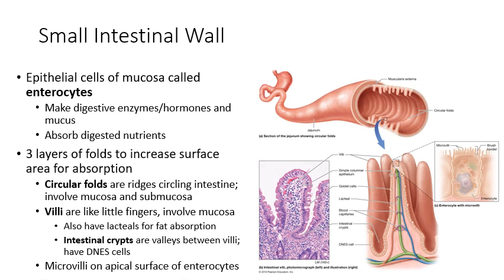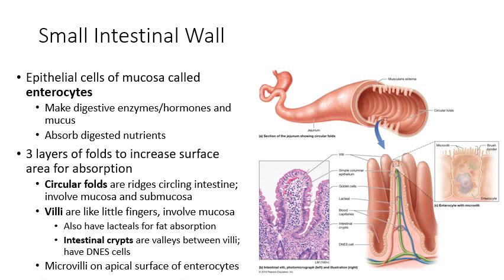So the three structures that you have in the small intestinal wall to increase surface area for absorption are circular folds, which are the biggest, then villi, and then microvilli, which are the smallest. The circular folds are these circular ridges that run around the small intestine. So you'll have the mucosa and the submucosa of the intestinal wall jutting up to form these ridges that are the circular folds.